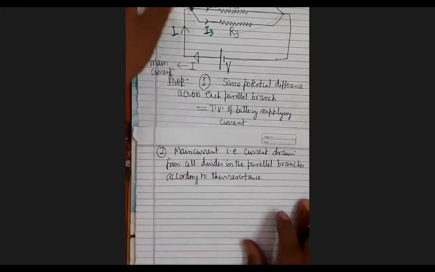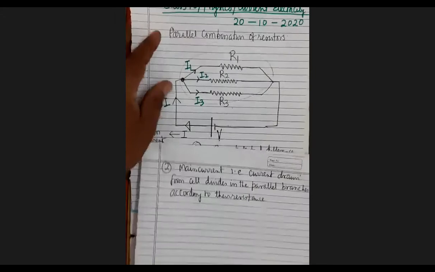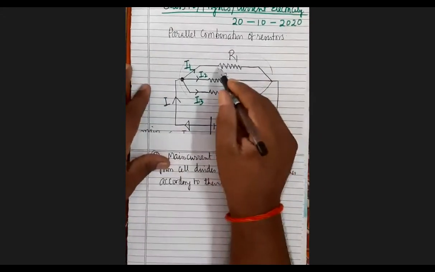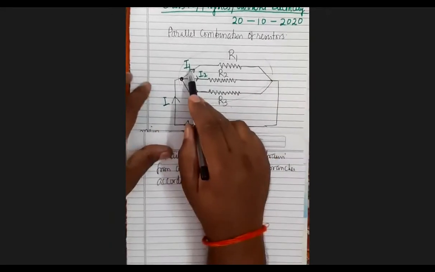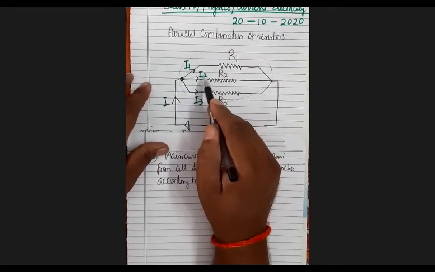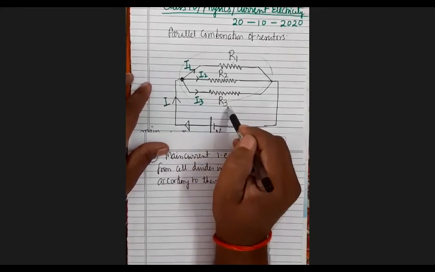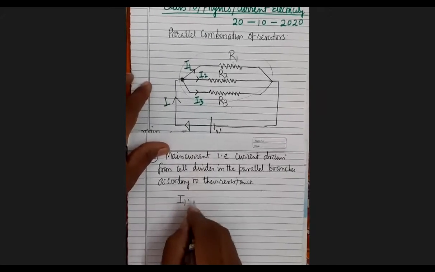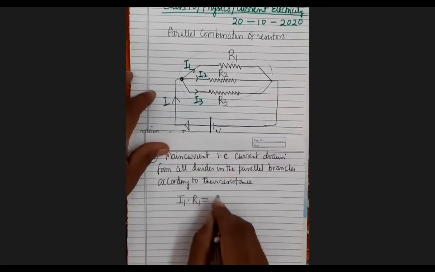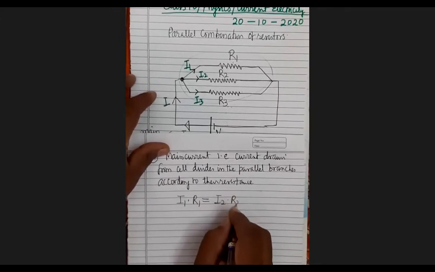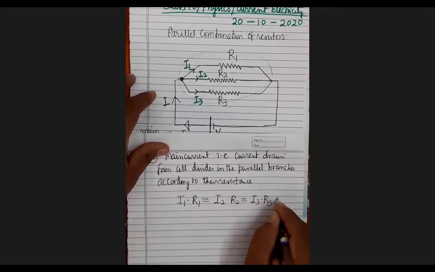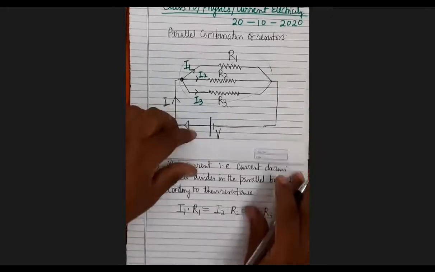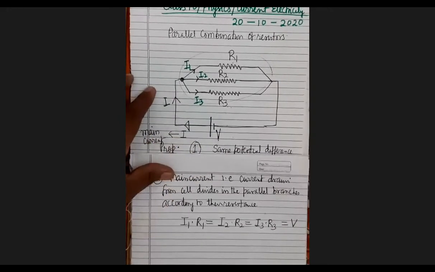Now see here, as I have already told, there will be the same potential difference. Potential difference, how can you find? It is the product of current and resistance. So what is the potential difference here? It is I1 into R1 equals I2 into R2 equals I3 into R3 equals V, which is the terminal voltage of the battery supplying the current.